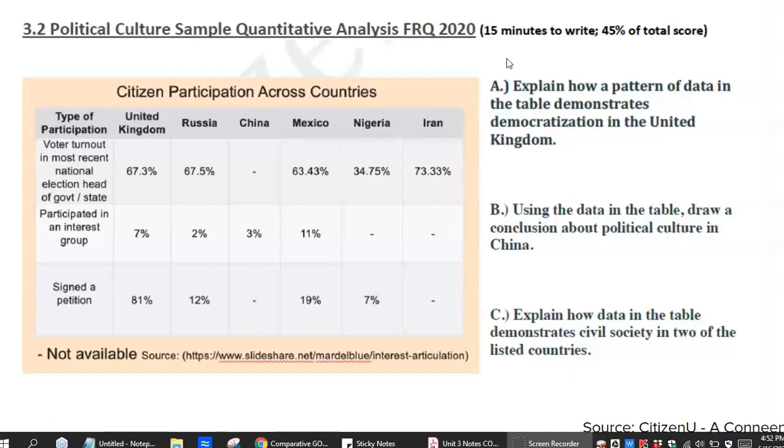Explain how the data in the table demonstrates the civil society in 2 of the listed countries. I would talk about UK and Mexico, and I would talk about how they had the highest on the chart, and how they used to be corporatist states and now they're pluralist states, which means that they used to be countries that did not have active civil society. I would define civil society. I would make sure that I say that civil society has to be voluntary and not controlled by the government. And I would say how those are happening in both the UK and Mexico. Those would be the 2 countries that I would choose.